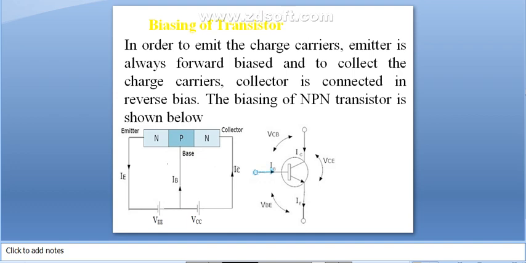Here VEE and VCC are the two batteries, the power supplies. The negative terminal is connected to N-type, so it becomes forward biased. In the output section, the positive terminal is connected to N-type, so it becomes reverse biased. So the input junction is forward biased and the output junction is reverse biased. The voltage between base and emitter is VBE, between collector and base is VCB, and between collector and emitter is VCE.